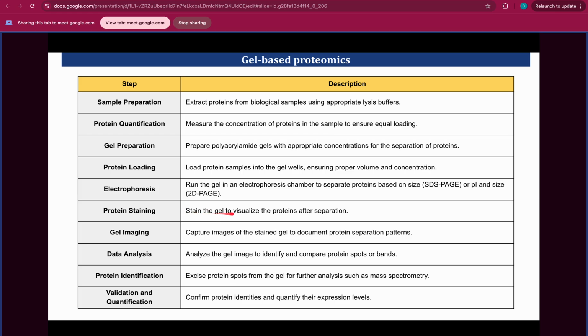So now we go for the staining, which will give us the bands, and then we will image the gel. Now we want to capture the positions, so we have to perform imaging so that we can compare, and ultimately we will analyze the data.